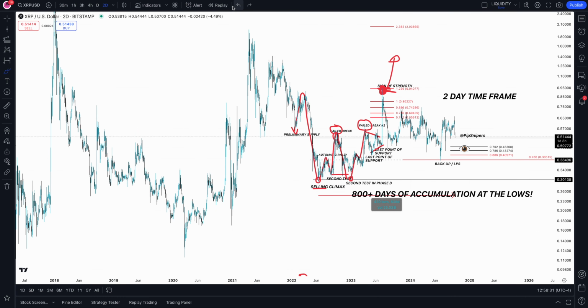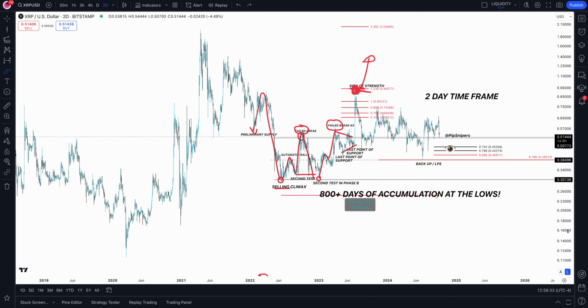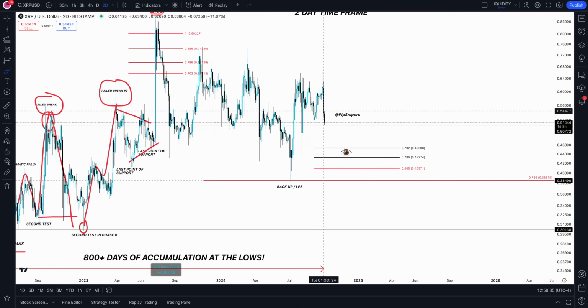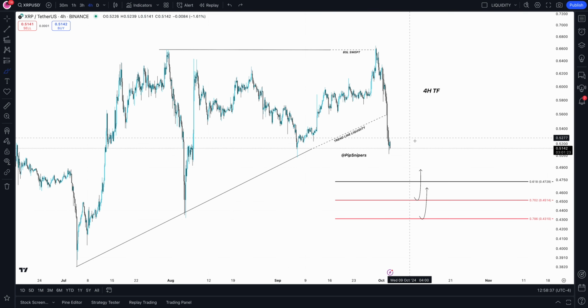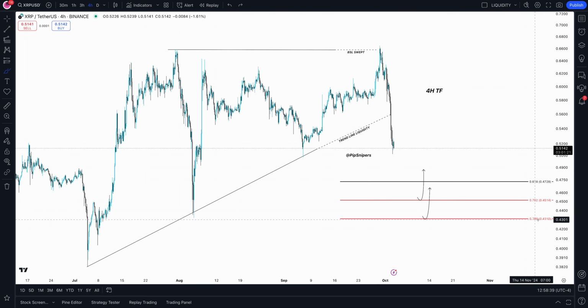Okay, now looking at what we have over here, there is a possibility we come down towards the 70.2 to 78.6% fib at 0.45 to 0.43. We're actually dropping as I make this video right now. So it wouldn't surprise me if we come down to fully take out the liquidity resting underneath this trend line before seeing a reversal.